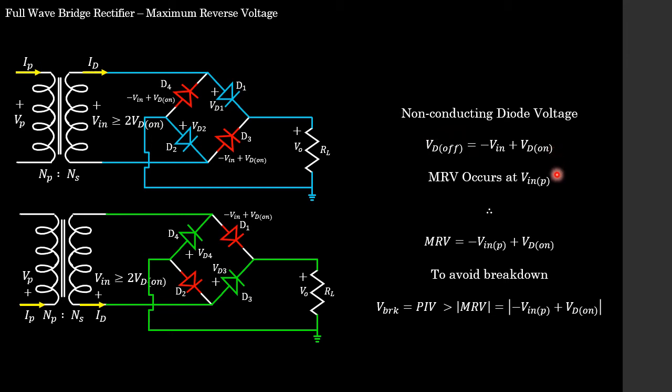So we know that the maximum reverse voltage is going to occur at our input peak voltage. Therefore, our maximum reverse voltage is our input peak voltage, negative, plus our diode on voltage. And students, in order to avoid breakdown, we need to make sure that we spec our diodes accordingly, and that is our peak inverse voltage, which is equal to our breakdown voltage, and that must be greater than the magnitude of our maximum reverse voltage, which is simply the magnitude of minus V in peak plus VD on.